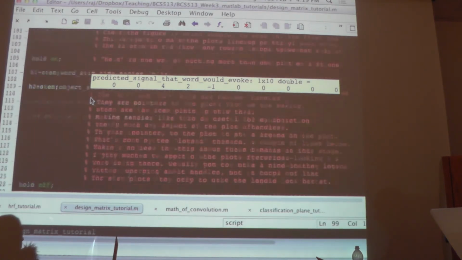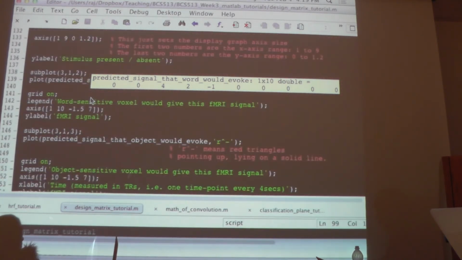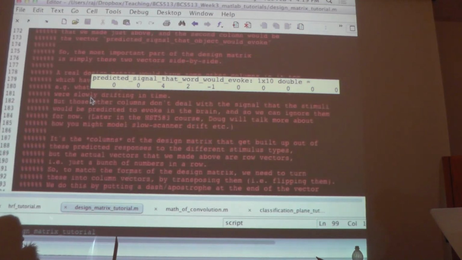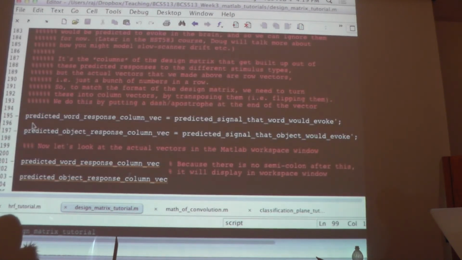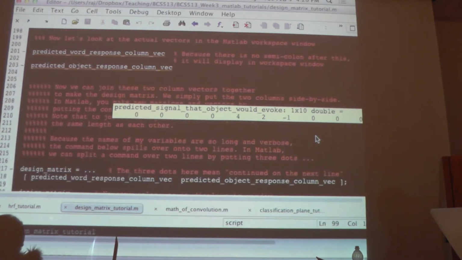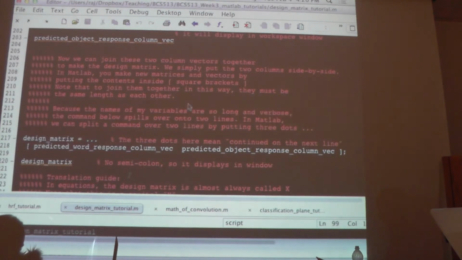The way you flip that in Matlab is by putting a little apostrophe at the end of it, which transposes it. So the column vector is the predicted row vector, just flipped. Can you see that little apostrophe there? It's kind of small. The design matrix is literally just these two column vectors stuck next to each other. In MATLAB, to stick two vectors next to each other, you just put them next to each other with square brackets around them.